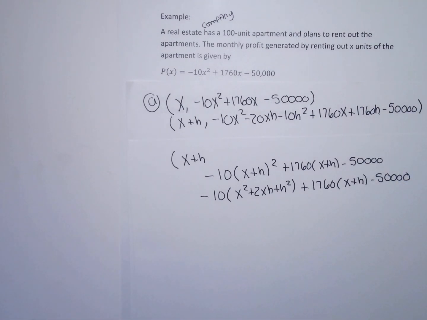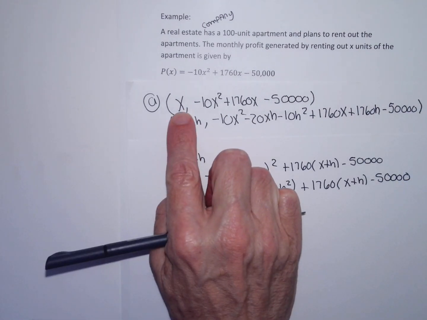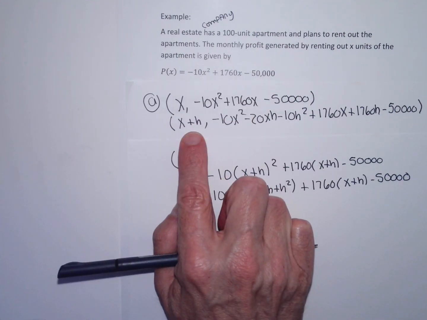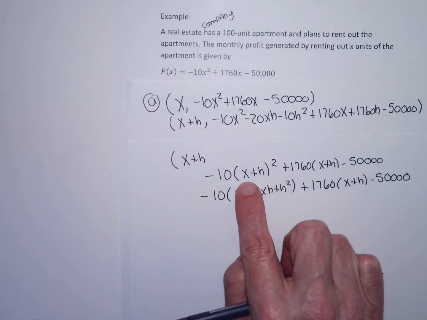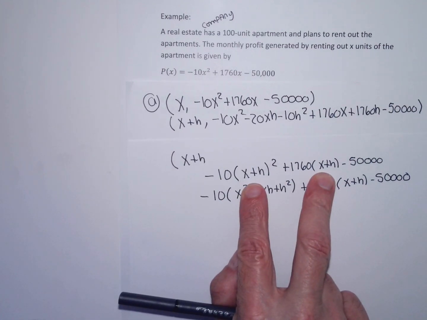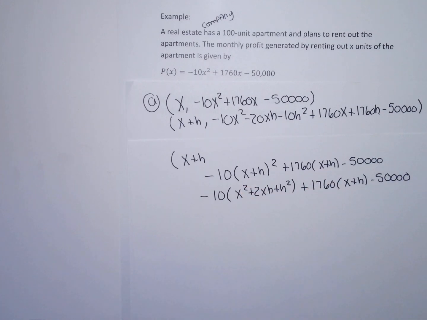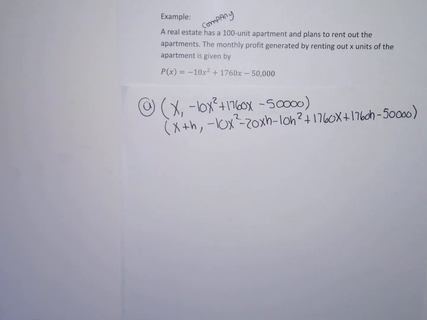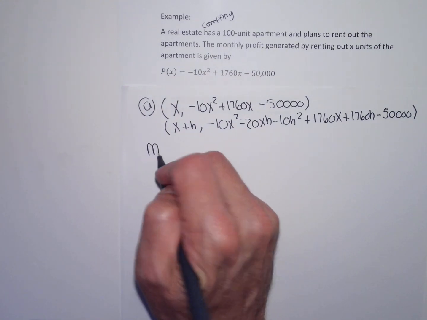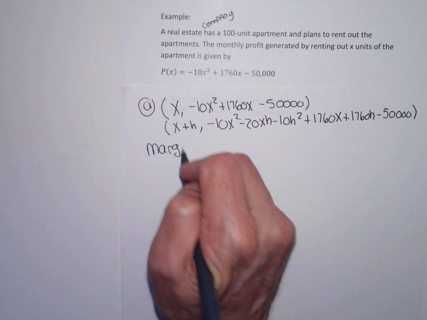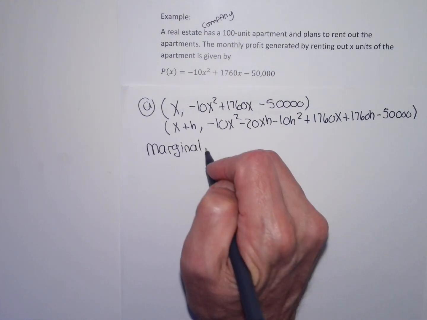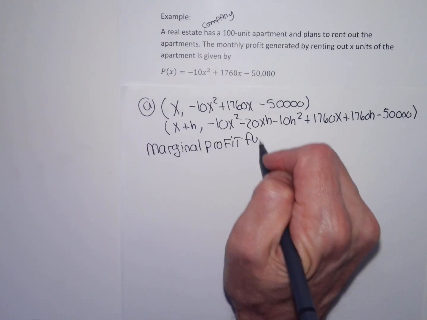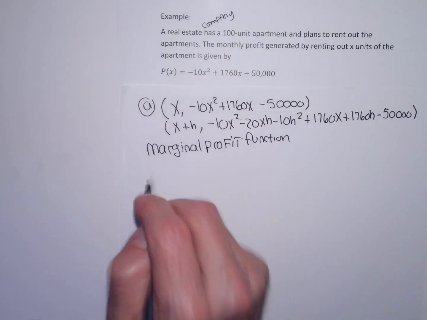I'm creating 2 points. The first point, its x coordinate is x, its y coordinate is the function that's given. The second point, its x coordinate is x plus h, its y coordinate is found by changing the x's in the function to x plus h. Now I have 2 points. I'm going to find the slope of the line that connects those 2 points and let the limit go to 0. So my marginal profit function, the function that will allow me to figure out how much extra money I'll get by renting the 51st unit, is the derivative of the profit function.